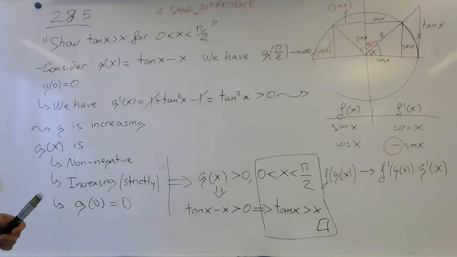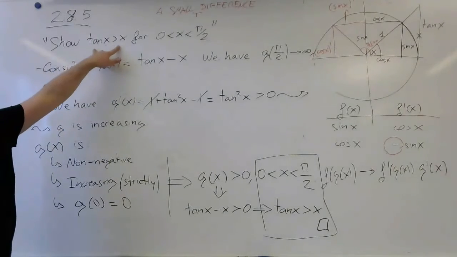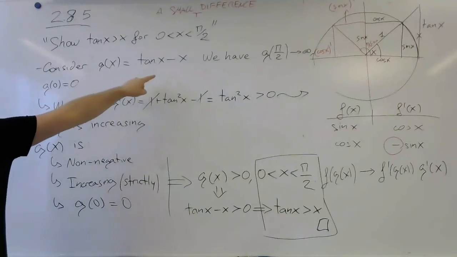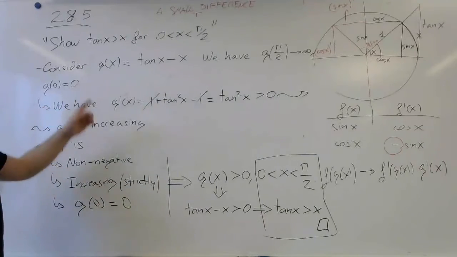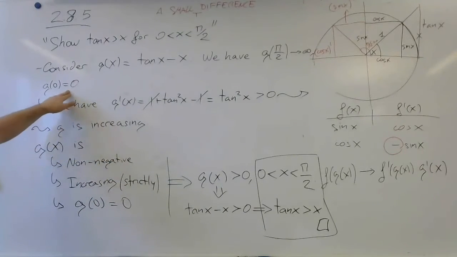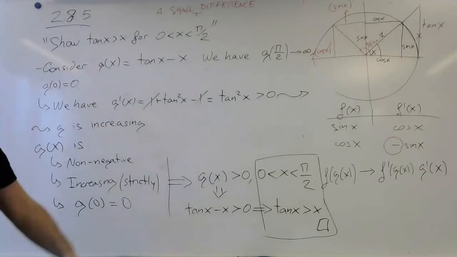So take a good look at this, reflect on what we have done. We want to show this inequality. So we define a function that is equivalent to the inequality, and we try to prove that it's positive. We have that it's increasing, we have that it's starting at 0, so it's always positive.